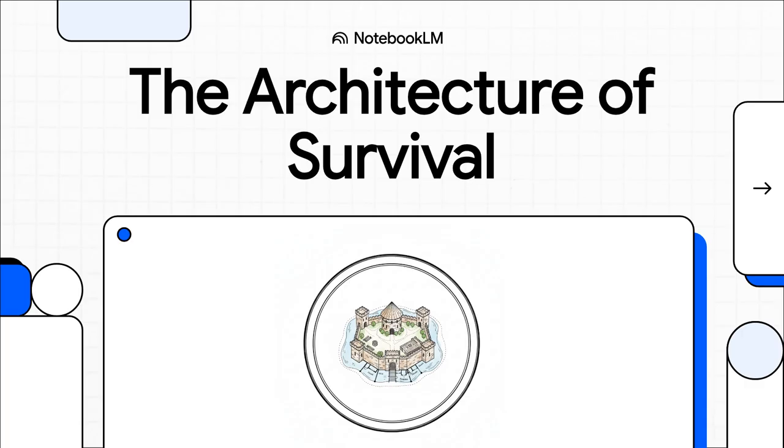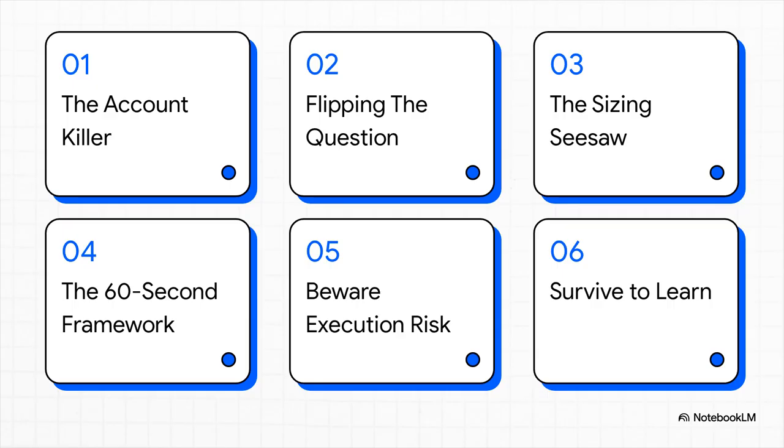Let's get into it. So here's what we've got on deck. We'll kick things off with the #1 mistake that ends trading accounts. Then we'll flip the whole question you should be asking yourself. After that, we'll get into the simple mechanics of the sizing seesaw. I'll give you a 60-second checklist to use before any trade. We'll talk about a sneaky risk you have to watch out for, and we'll wrap it all up with the ultimate goal, just surviving long enough to learn.